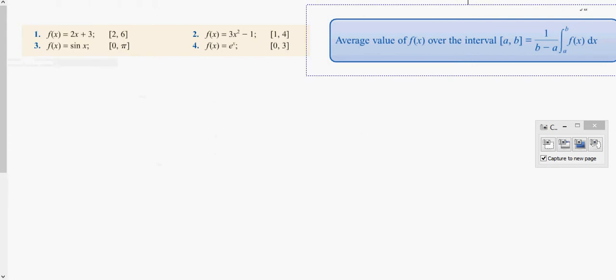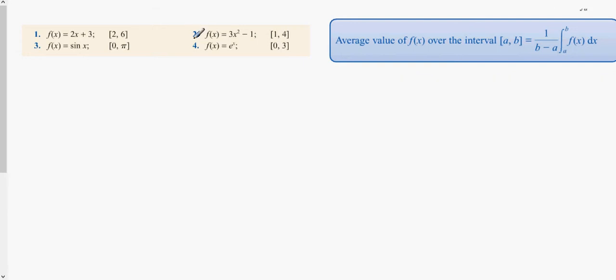Okay, so this is the average of the function f of x over the interval a, b, which equals 1 divided by b minus a, times the integral from a to b of f of x dx. So for example, we're going to work through question 2 and question 4. In question 2, we're asked to do this with a equals 1, b equals 4.